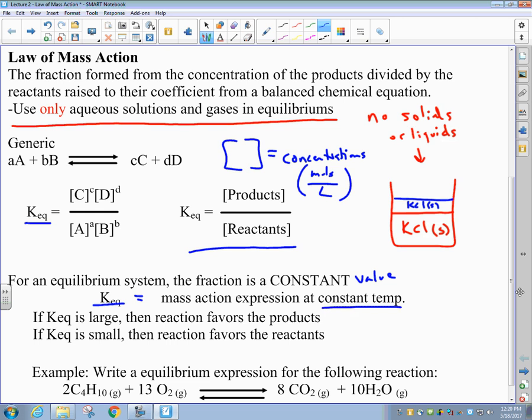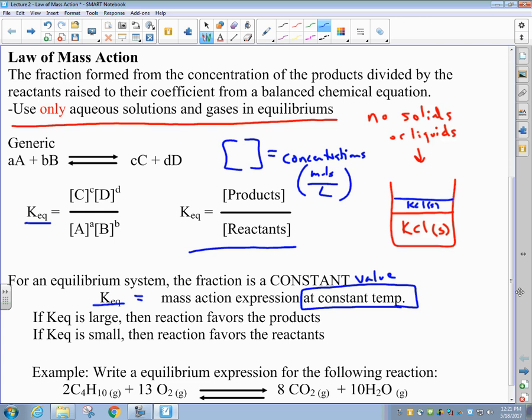Now, the second part of this statement is really important. It has to be at a constant temperature. If you change the temperature, you are going to cause a stress on your equilibrium that is going to cause a shift in material to move from one side of the reaction to another, and therefore reestablish a new KEQ value. When the KEQ value is large, then the reaction favors the products. When the KEQ value is small, then the reaction favors the reactants.